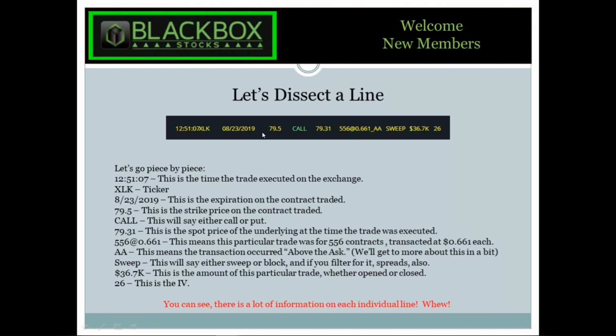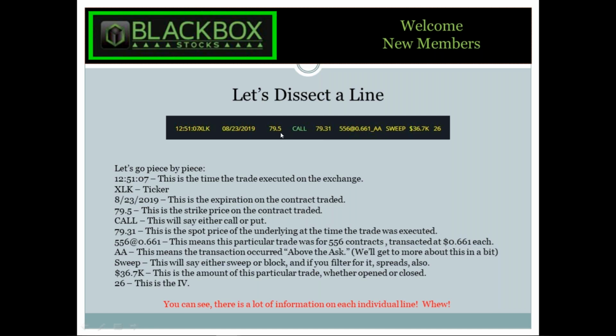On every line that comes in, there's a lot of information here. All of this comes in with every piece. So as it's scrolling, every one of those lines is telling us all of this information, which starts with the time the trade executed, the ticker, the contract expiration, the strike price, whether it was call or put. This line here is going to be the spot price of the underlying when this trade executed. So this 79.31 was the price of the underlying when this trade executed for a 79.50 put.